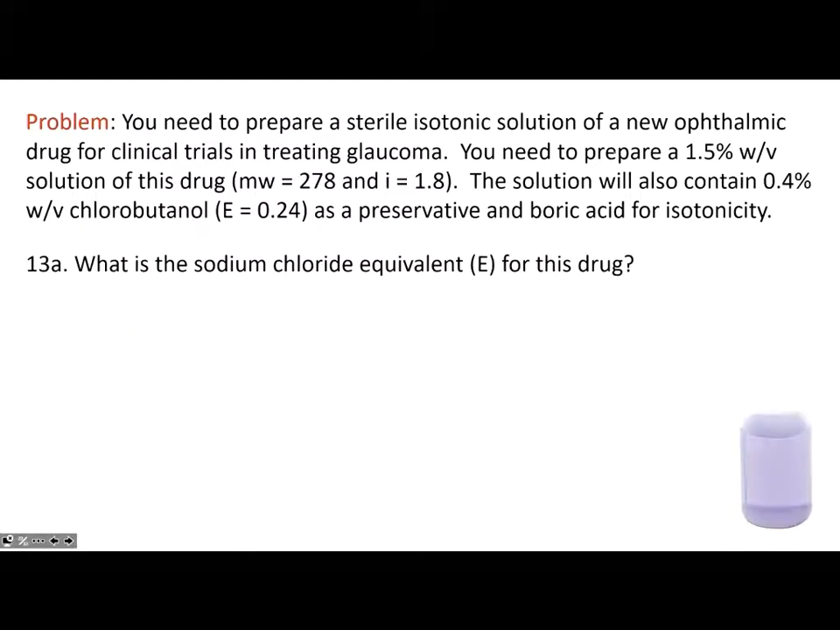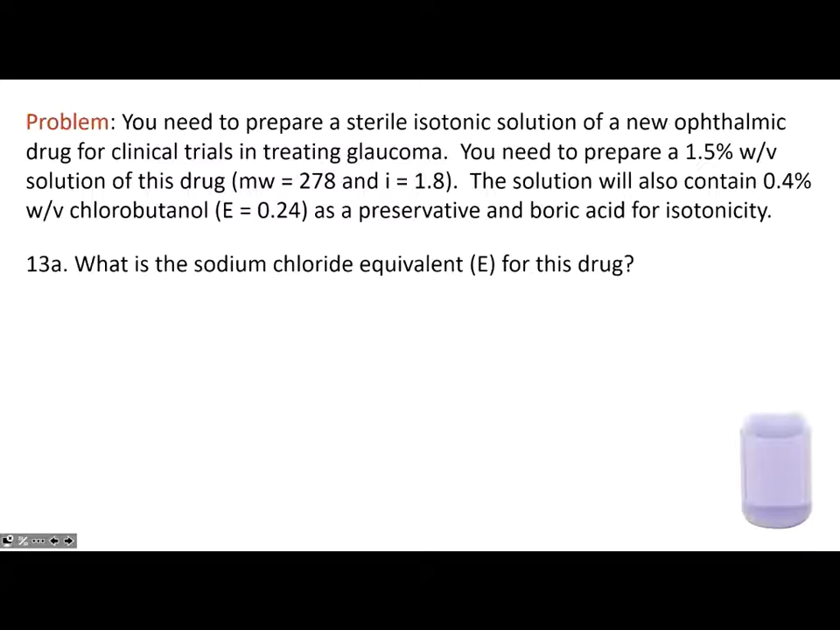All right? Let's swing back to some isotonicity calculations as a review. So in this question it says you need to prepare a sterile isotonic solution of a new ophthalmic drug for a clinical trial to treat glaucoma. You need to prepare a 1.5% weight per volume solution of this drug. Now here I give you its molecular weight and its I value.